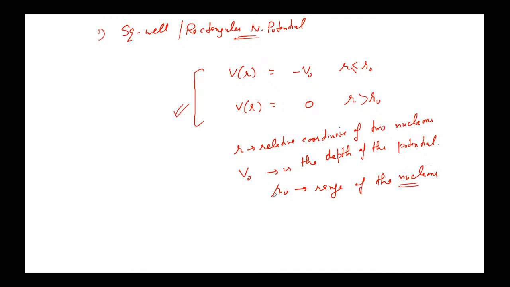So when the value of R is less than R naught, in that case the two nucleons are bound and have this much nuclear potential, or they are present within the square well. And when the value of R, the coordinate between two nucleons, exceeds the range of the two nucleons, there is a breakage of bond and they no longer remain a bound system. So at that point we have considered that the potential is 0.